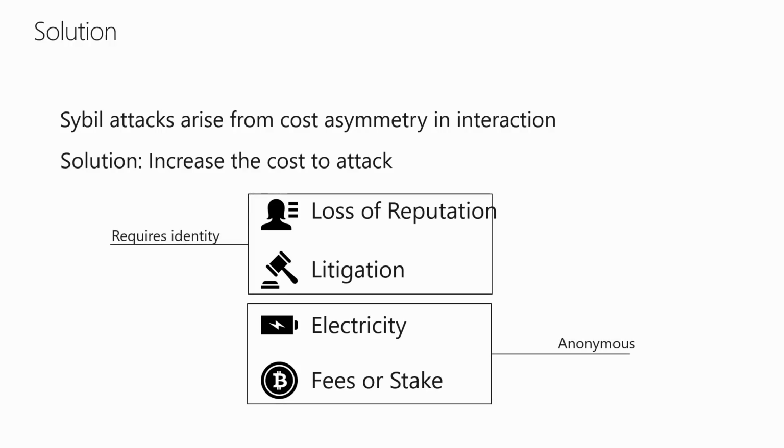So the interesting thing is we can break these four types into two buckets. One, the top two require some identity, and the bottom two can be done in completely anonymous systems.